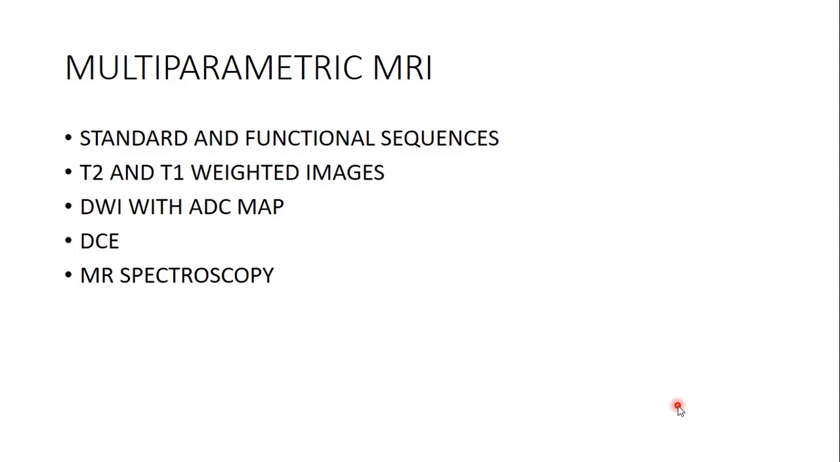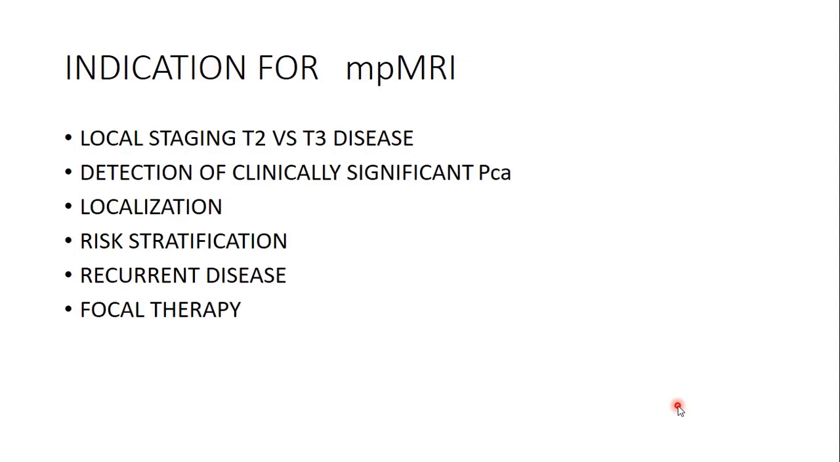Multiparametric MRI. This is the newest modification in the MRI which is used for assessing prostate cancer. It consists of standard T1 and T2 weighted images, diffusion weighted images and ADC mapping, and dynamic contrast enhancement. Previously, MR spectroscopy was also included in multiparametric MRI. Multiparametric MRI tells us about the local staging of the disease, detection of clinically significant prostate cancer, localization of the disease, risk stratification, recurrent disease, and focal therapy.